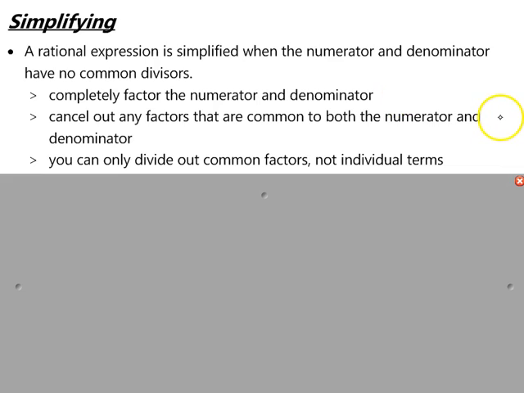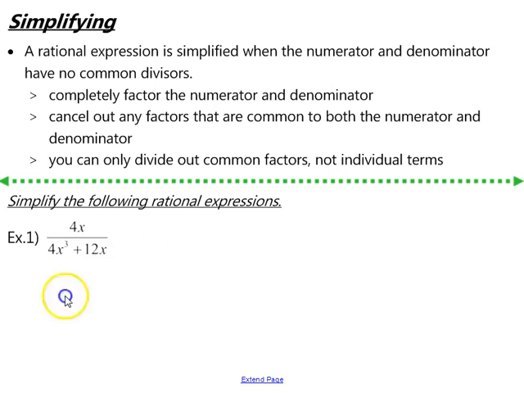Then, cancel out any factors that are common to both the numerator and denominator. And remember, you can only divide out common factors, not individual terms. So let's go ahead and work out this first example, simplifying the following rational expression. In the numerator we have a 4x. There's nothing we can factor out of that, so we'll just leave that as is.